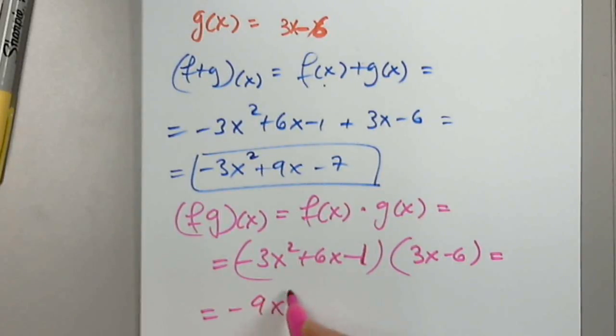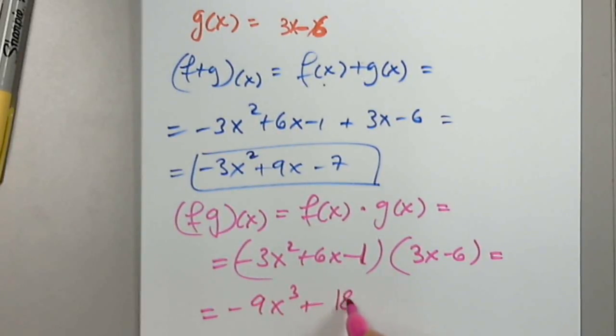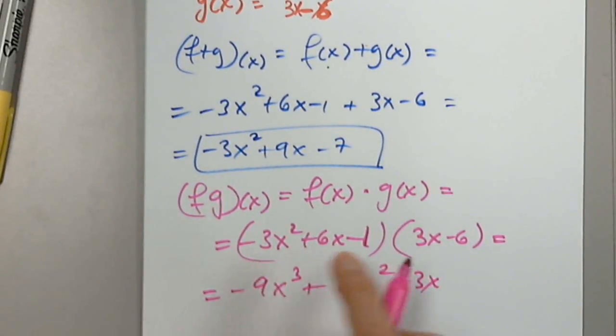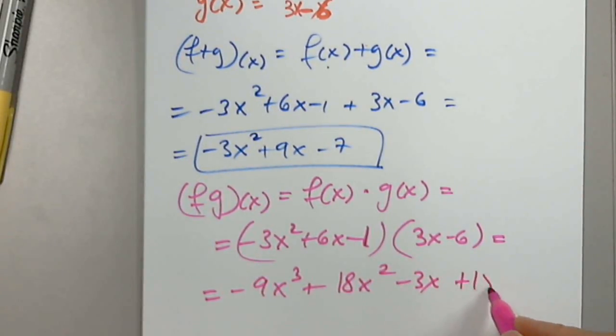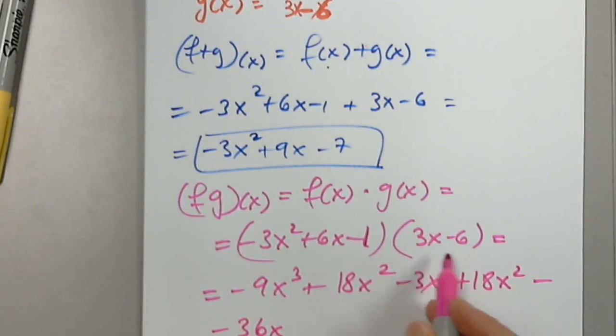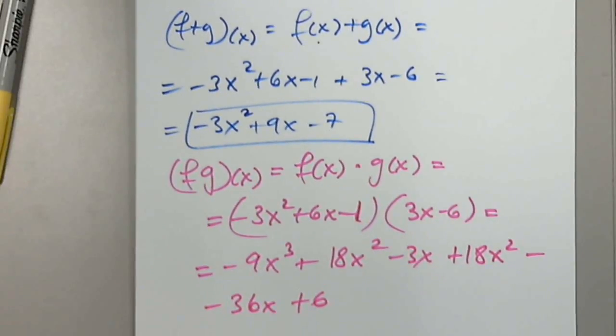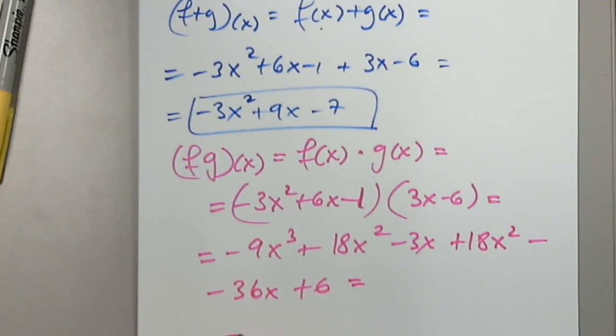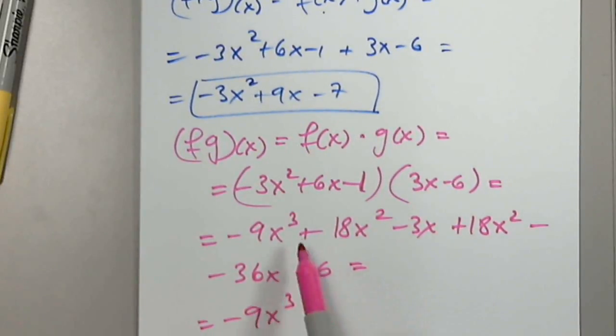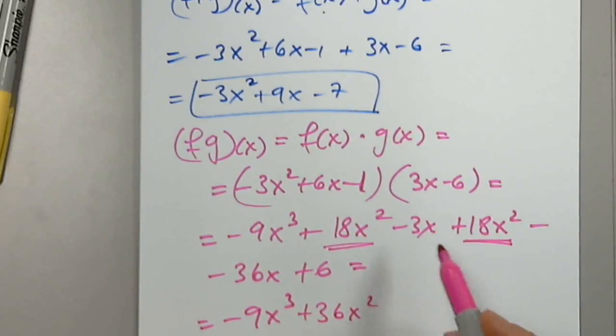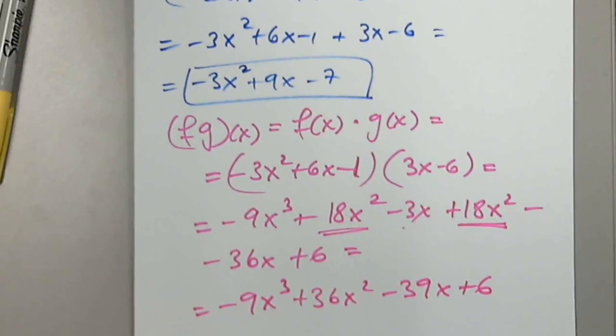So it's negative 9x cubed plus 18x squared minus 3x. And then negative 6 times this is positive 18x squared. Negative 6 times this is minus 36x, and negative 6 times negative 1. Is this clear so far? Yes. Okay, so now again in descending order, negative 9x cubed. Now these two plus 36x squared. And now this and this, which is negative 39x, and then plus 6.